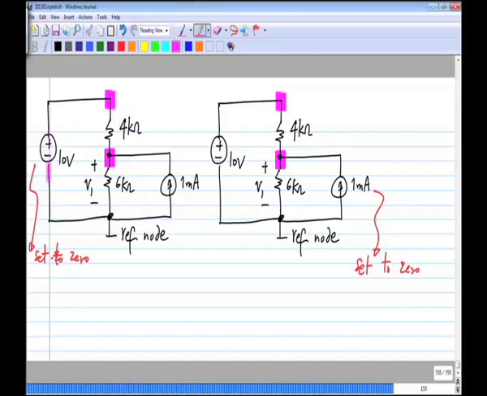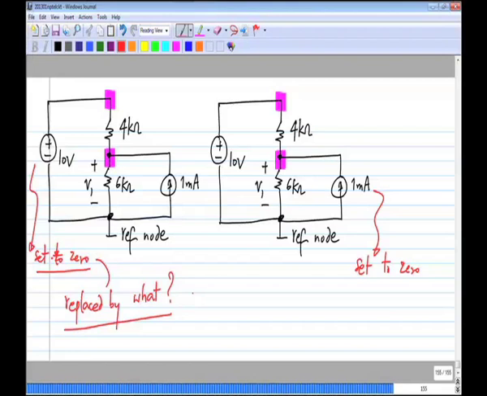Now when I set the 10 volt source to 0, what does it mean? What should I replace the 10 volt source by? Okay, so many of you answered that it is replaced by a short circuit. So this is a voltage source, and when I make the voltage source a 0 volt source, it is a short circuit. So here I have to replace it with a short circuit.